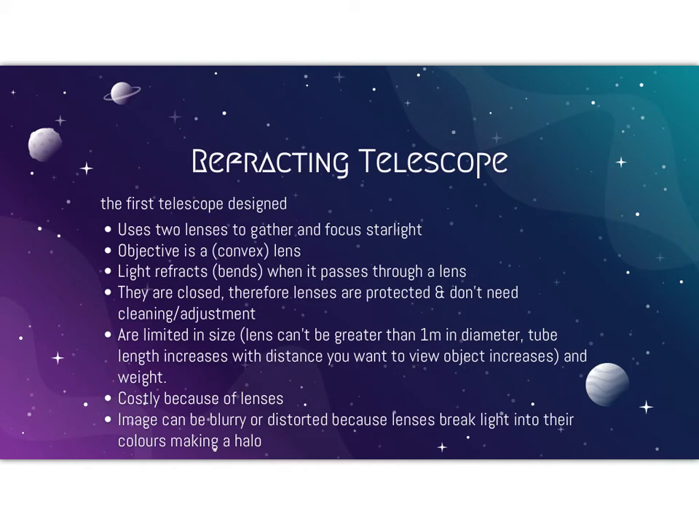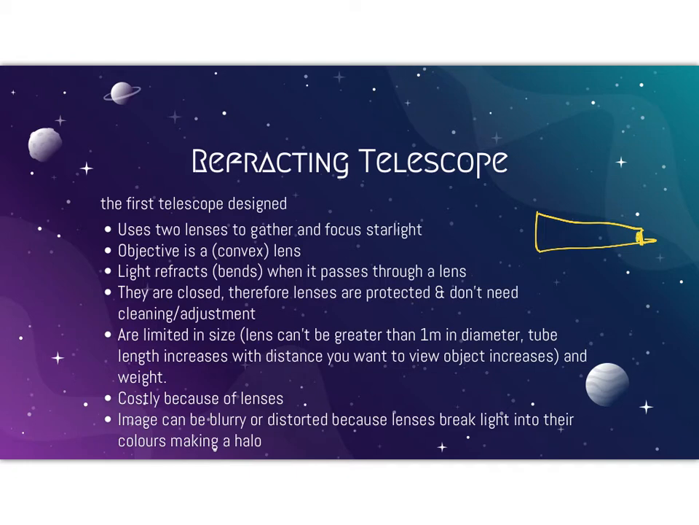A refracting telescope is the one that was first designed. It uses 2 lenses to gather and focus starlight. The objective is a convex lens. Light refracts or bends when it passes through this lens. The telescope itself is closed. Okay, so the lenses are protected and don't need cleaning or adjustment.